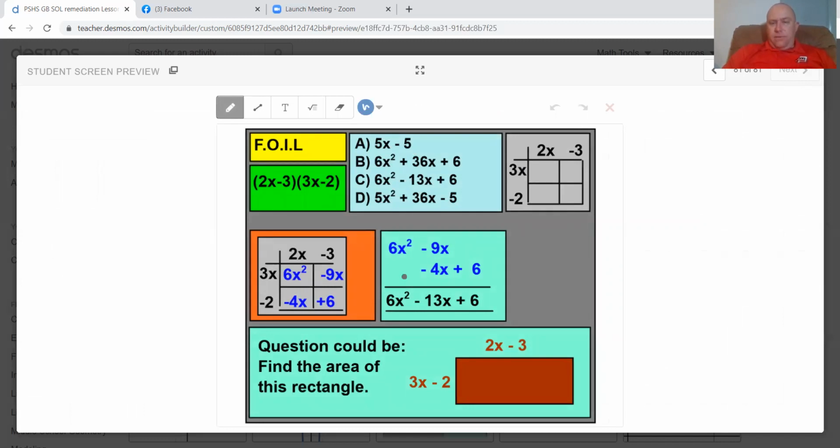And just to be aware also for this type of question, they could also give you this as an area question as well. They could label the two sides with variables like this, and then ask you what's the area. So you need to know that this is the same as this question.